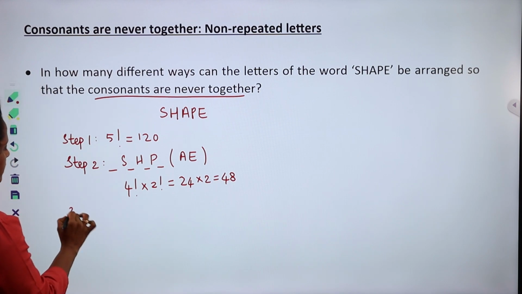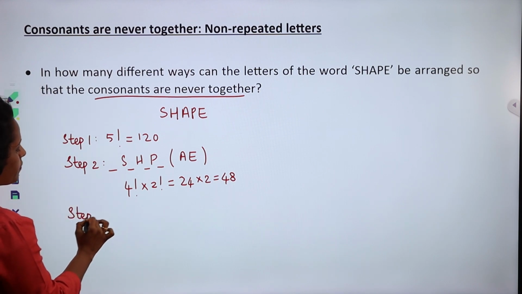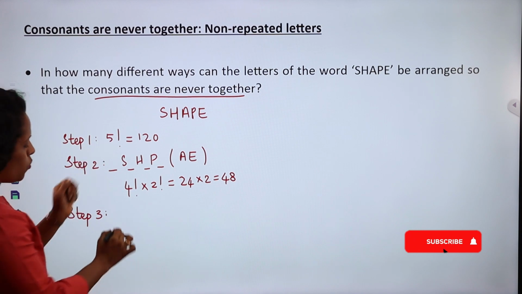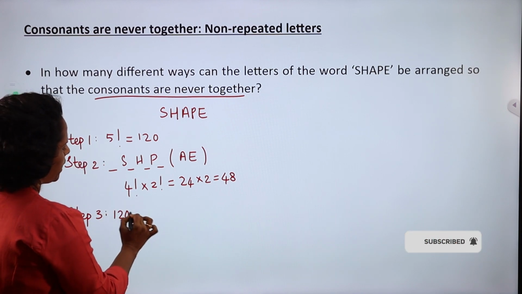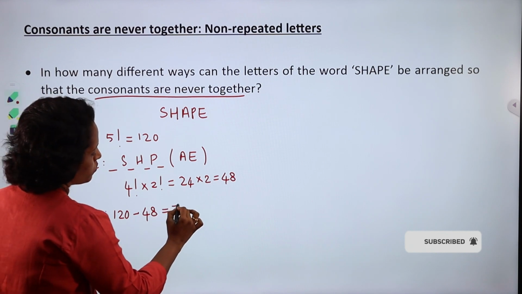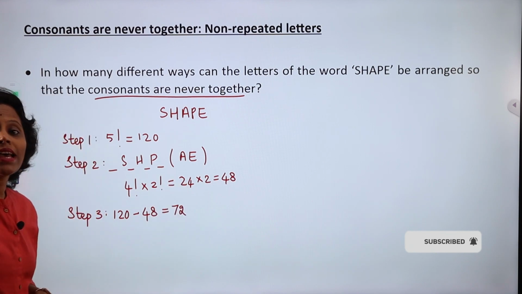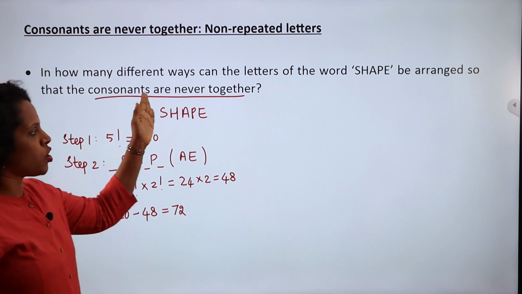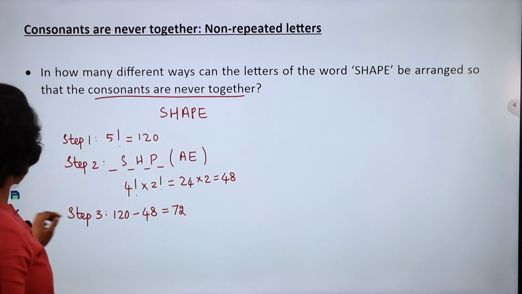Now, step 3. Step 3 is 120 minus 48. 120 minus 50 is 70 plus 2 is 72. So 72 words can be formed in which consonants are never together.